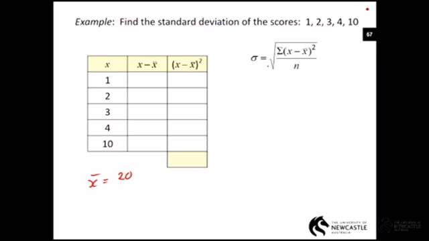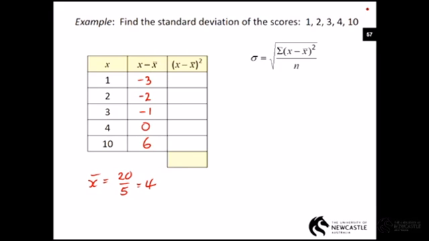They sum to 20 and there's 5 of them. 20 divided by 5 is 4. So all this column says is take each score and take 4 away from it. 1 minus 4 is minus 3. 2 minus 4 is minus 2. 3 minus 4 is minus 1. 4 minus 4 is nothing. And 10 minus 4 is 6. So they're all my distances.